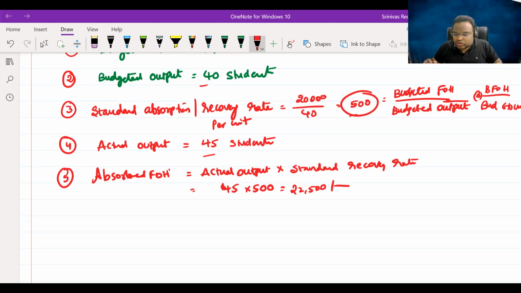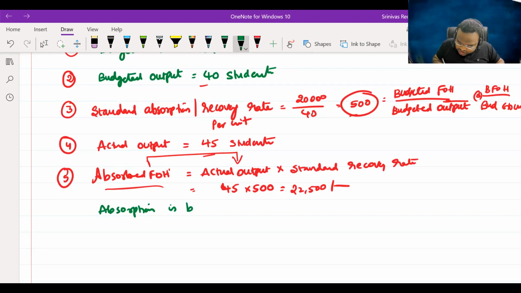45 into 500, how much amount? 22,500. What is this called? Absorbed fixed overhead. And absorption is always based on which output? Actual output. Very, very important in fixed overhead cost variance. Absorption is always based on actual output. Please write down: absorption is based on actual output.